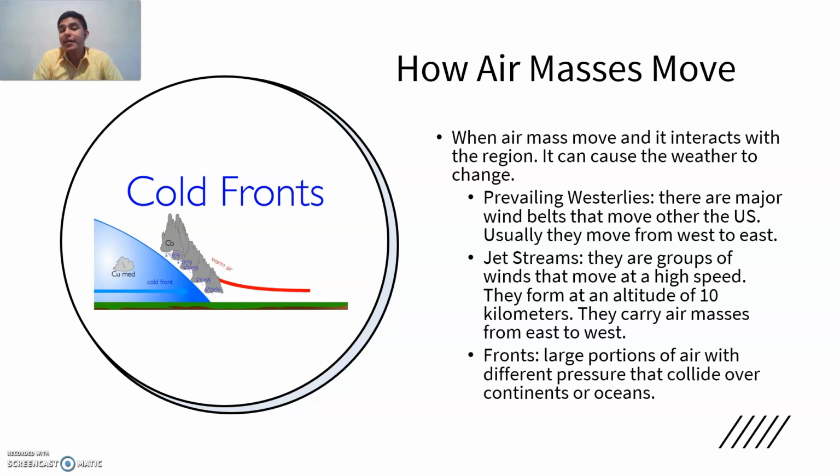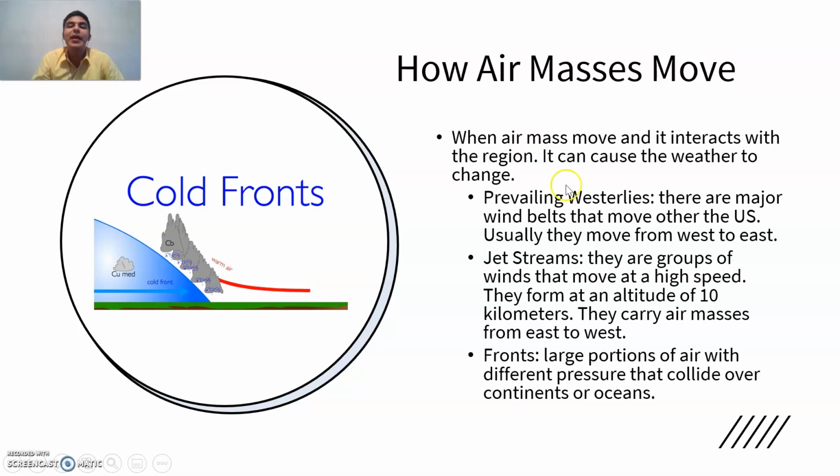So when air masses move and interact with a region, they can cause the weather to change. Not only is the temperature in a certain location going to change, but the weather itself can change. So we have different types of fronts.